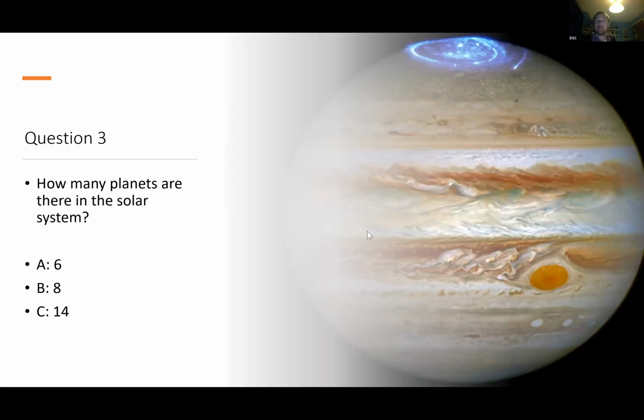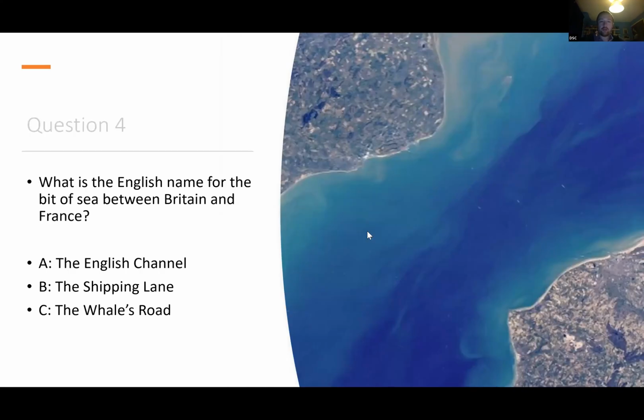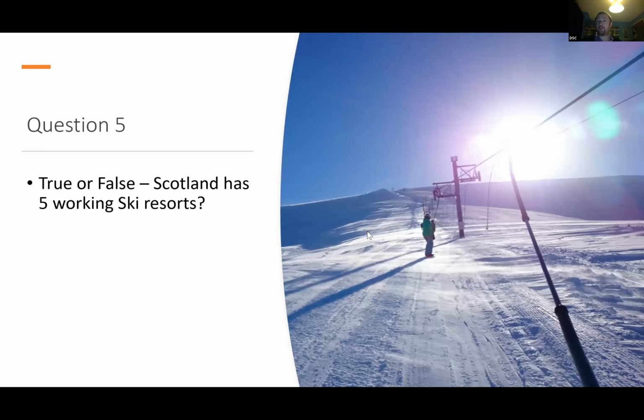Question 3, how many planets are there in the solar system? Are there 6, are there 8, or are there 14? And I imagine there's a couple of people scratching their heads and going, none of those is the correct answer. I can assure you one of those is the correct answer. Question 4, what is the English name for the bit of sea between Britain and France? Is it the English Channel, is it the shipping lane, or is it the Wales Road? And that final question, true or false? Scotland has 5 working ski resorts.